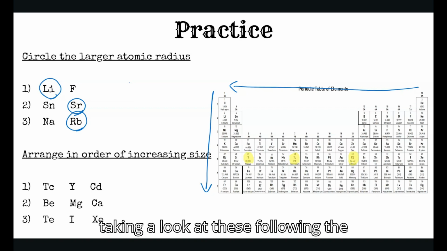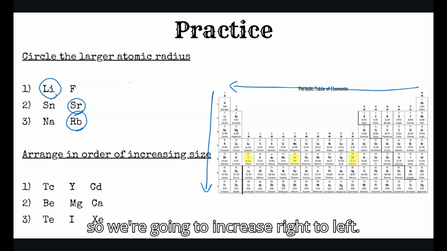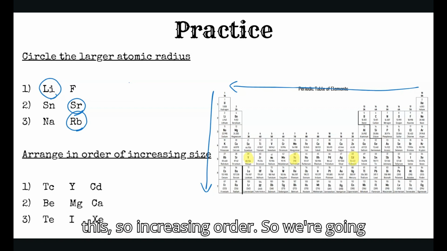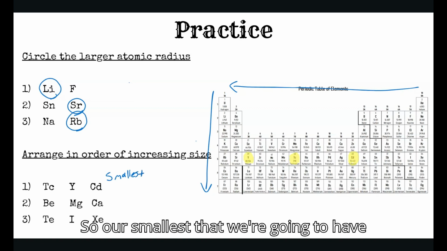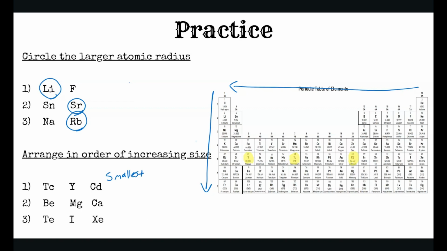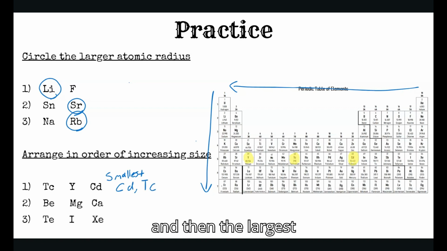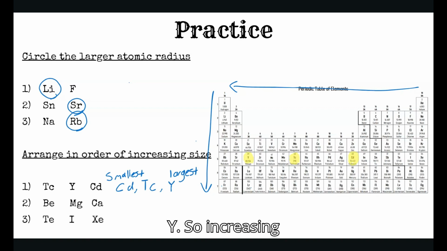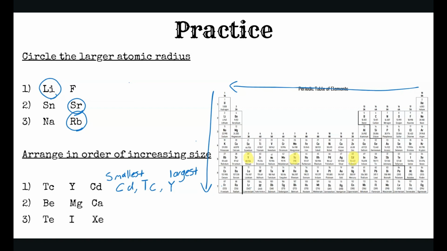Taking a look at these, following the trend, we are just in a single row. So we're going to increase right to left. So how we're going to have this, increasing order: we're going to start with the smallest. Our smallest is going to be our Cd. Then our next largest will be our Tc. And then the largest will be our Y. So increasing size means that we're going to go from smallest to largest.